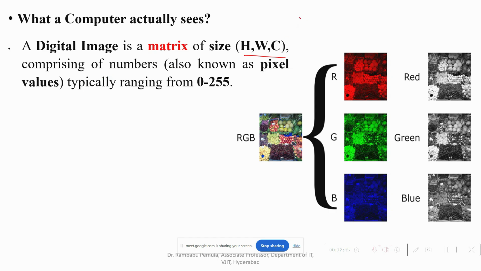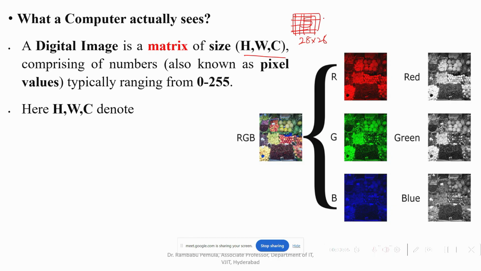So any image is there. For example, this is one image, a 5 is one image. This 5 can be represented in the form of some pixel values. So this is an image of size 28 by 28. That means 28 rows and 28 columns. Like that, we are going to represent the image.